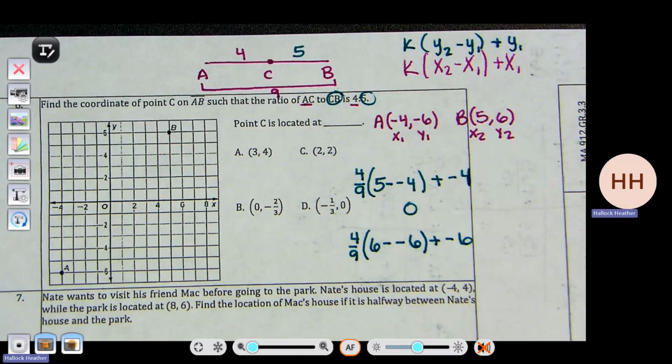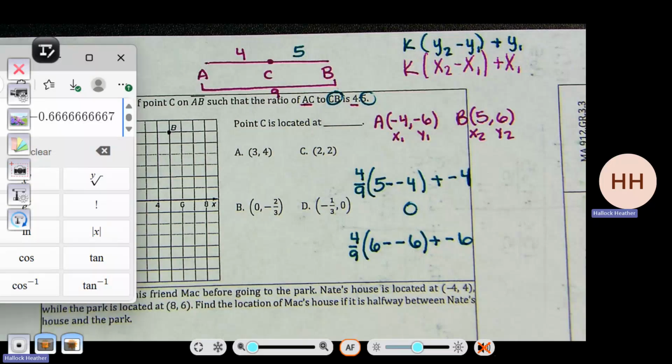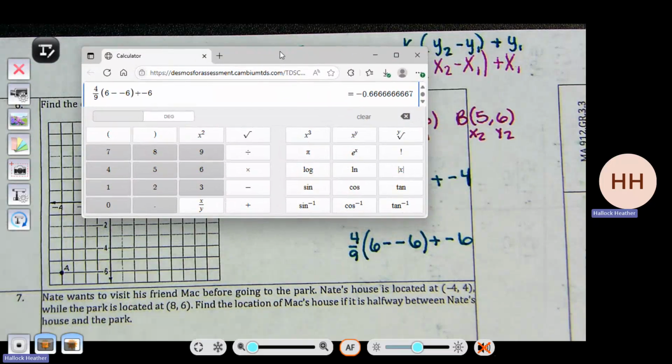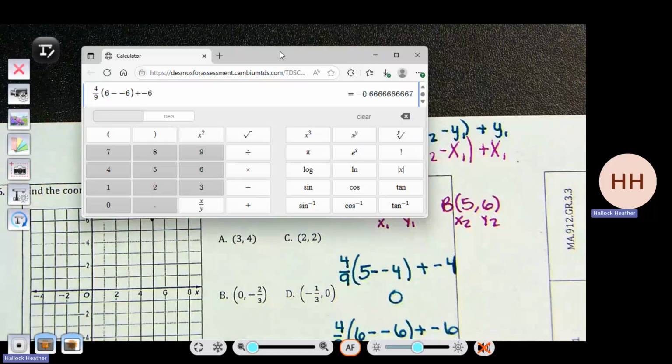You get a decimal, which is fine. You need to know how to convert your fractions to decimals. So over here, this is what you get. And you're like, well, that's weird because I had fractions. A fraction is just fancy division.